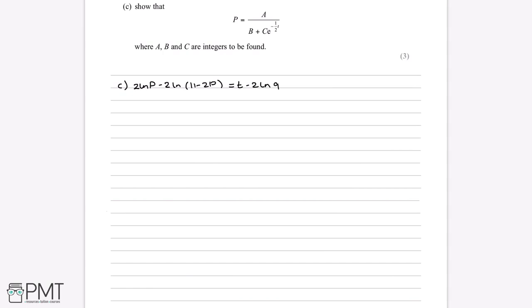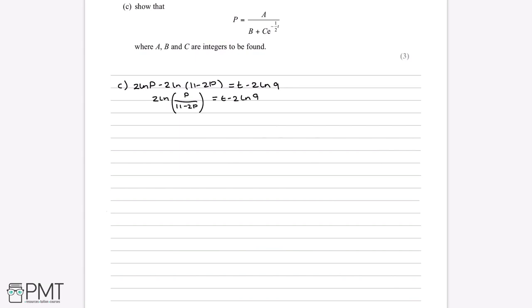And what we want to do with this is use the laws of logs to try and rearrange and simplify this a little bit. So first off, if we focus on the left-hand side, we can write this as 2 log p divided by 11 minus 2p, because of the law that says that if we have one log take away another, we can do this divided by this and combine them as one, which is what we've done here. And then this is equal to t minus 2 log 9.